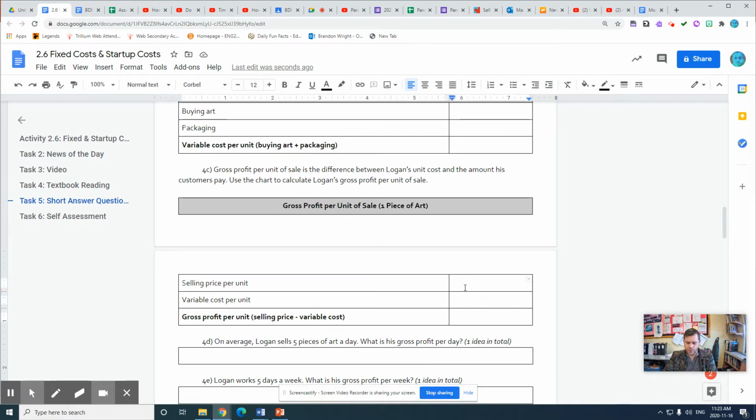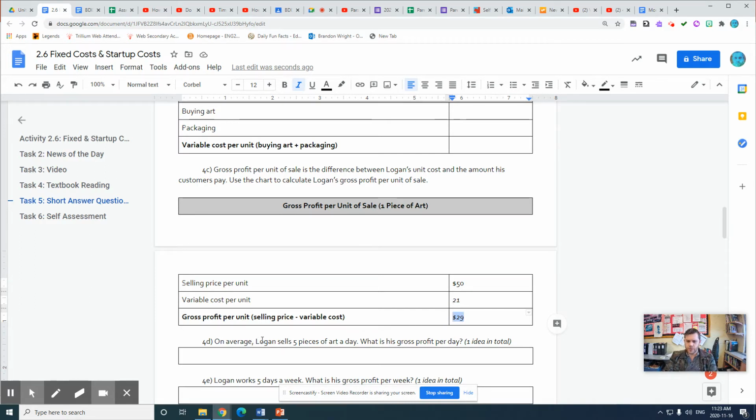So selling price per unit, remember he sells his art for $50 and his total variable cost per unit is 21. We'll just do some simple math and that gets us to he makes $29 in gross profit per piece of art. So this is, even though it's not net profit, it is still an important number to know.